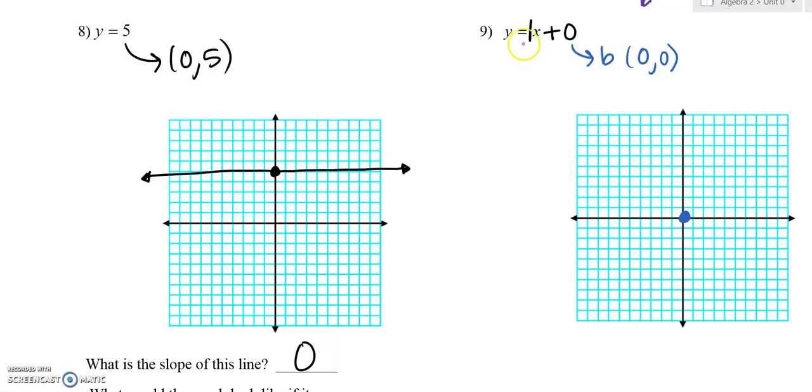Now we need to figure out the slope. The slope is coming from that 1 that I put in. So my slope is equal to 1, or you can think about it as 1 over 1. That's rise 1, run 1. So from my blue point, I rise 1, run 1. Rise 1, run 1. Keep going, give me a couple points, and then you can connect your dots. And you now have the line representing y equals x.